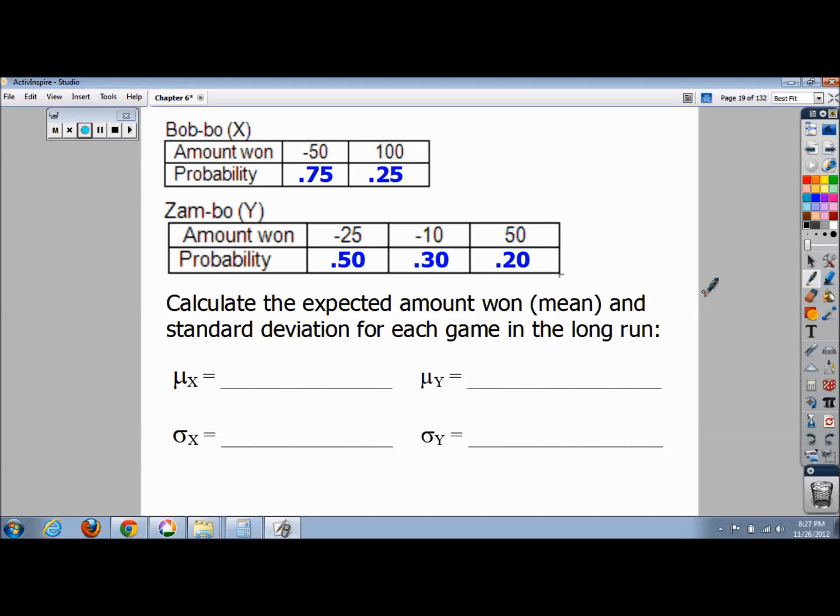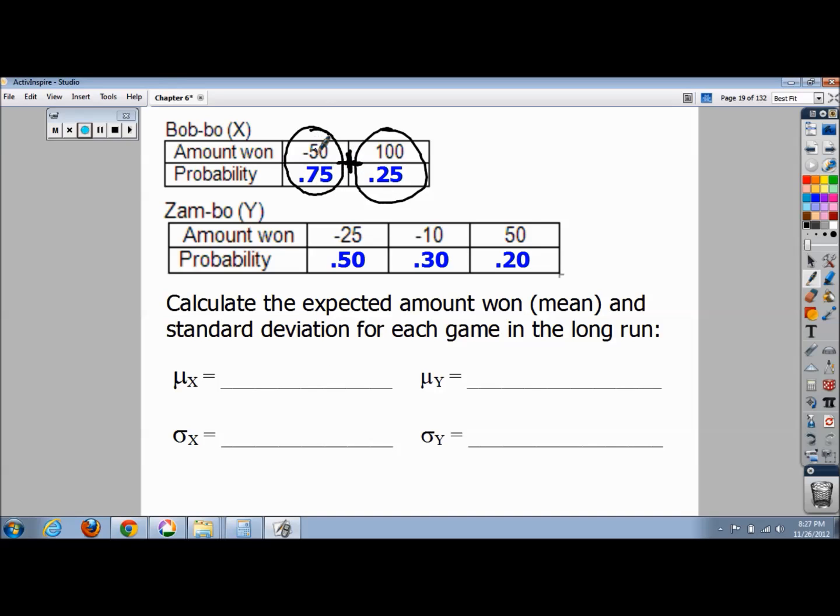Now, what we're going to do first is calculate the mean, the expected value, and the standard deviation for each game in the long run. You can do this pretty easily in your calculator, especially the mean, the expected value. The standard deviation is going to take maybe a little while to type all into your calculator, but notice I didn't give you too much here to work with. Now remember the mean, we'll say for X here first, we're really going to multiply these values together, and then simply add it all together.